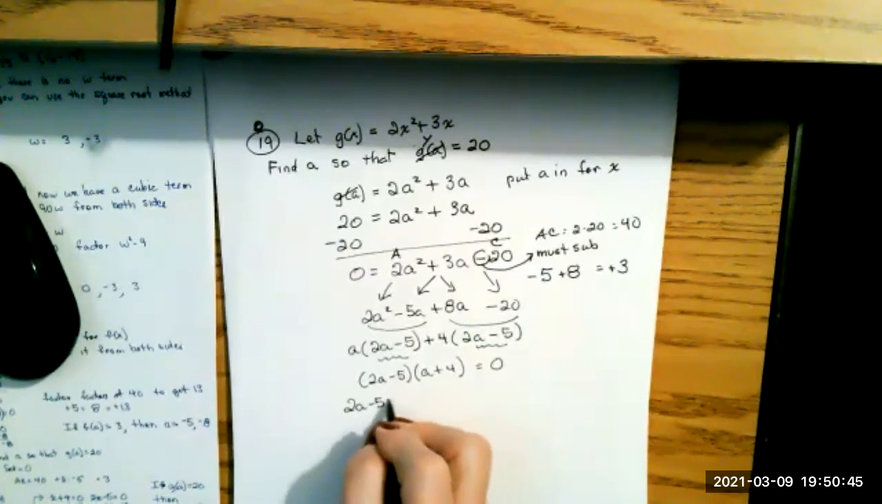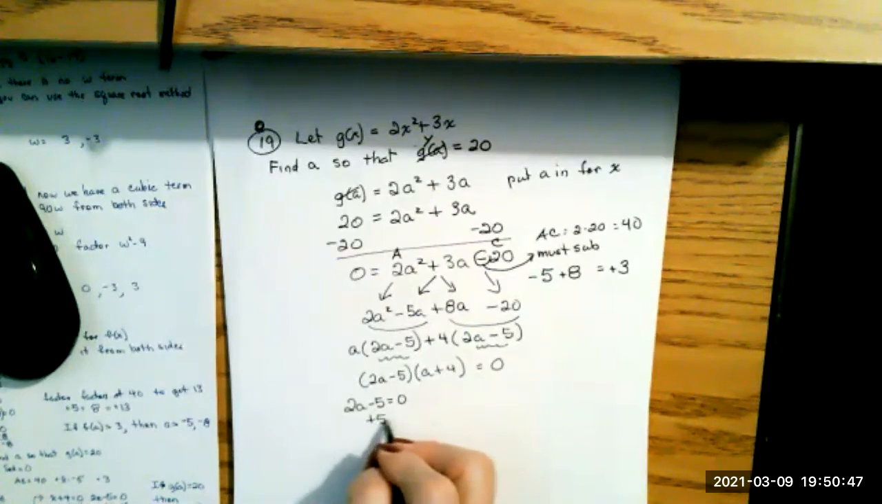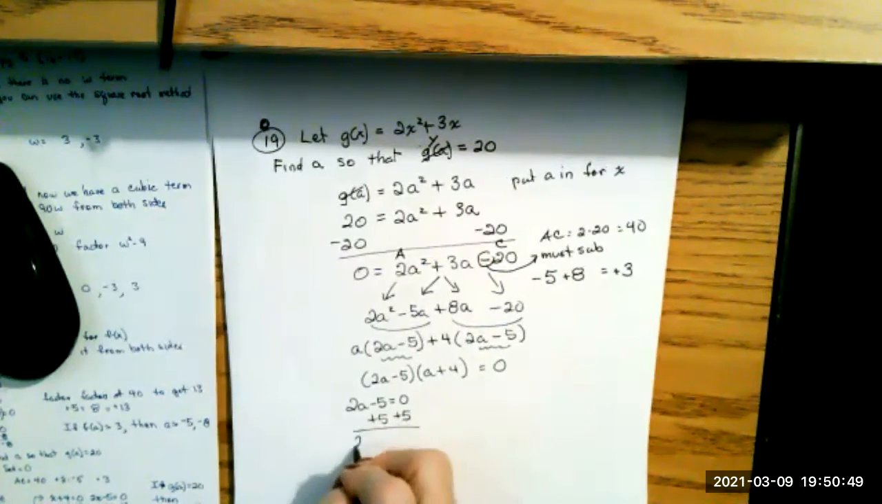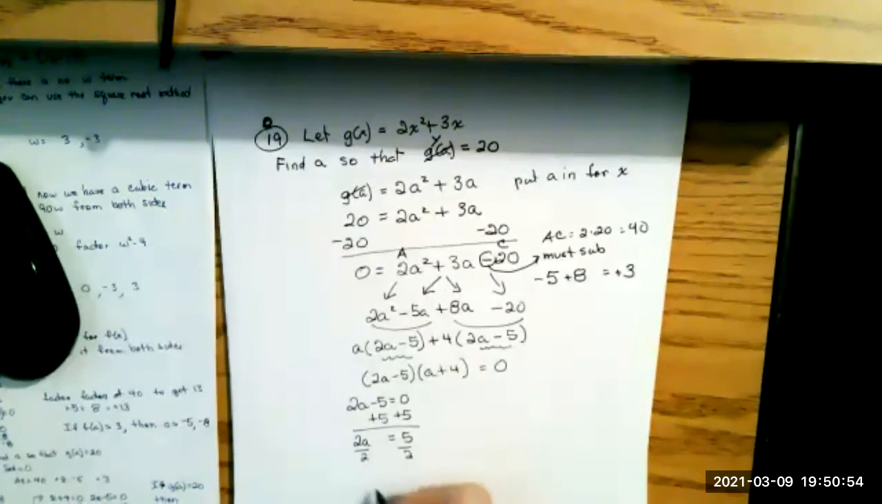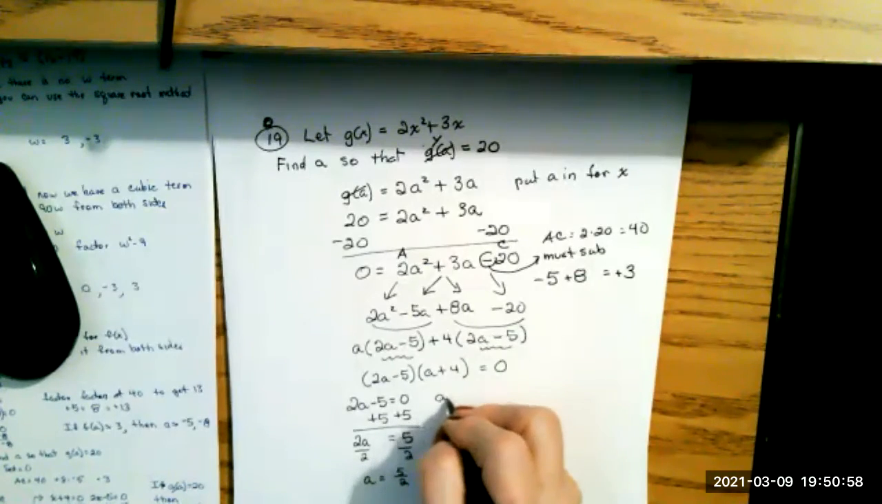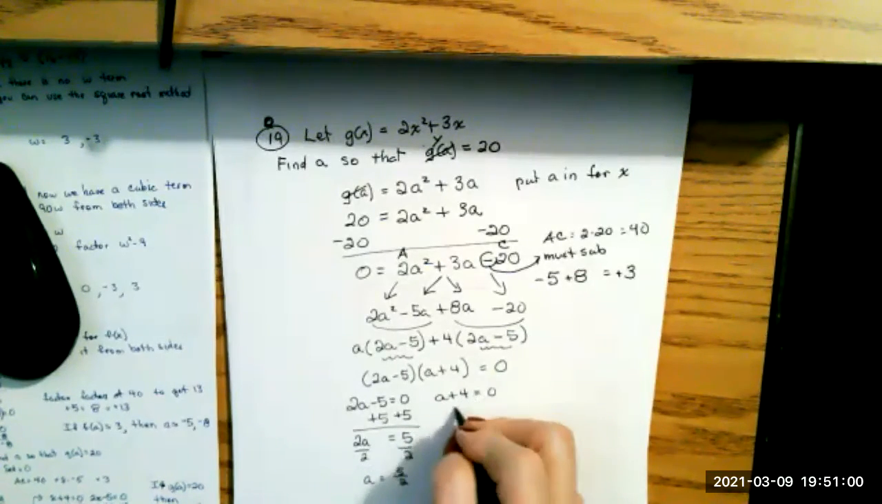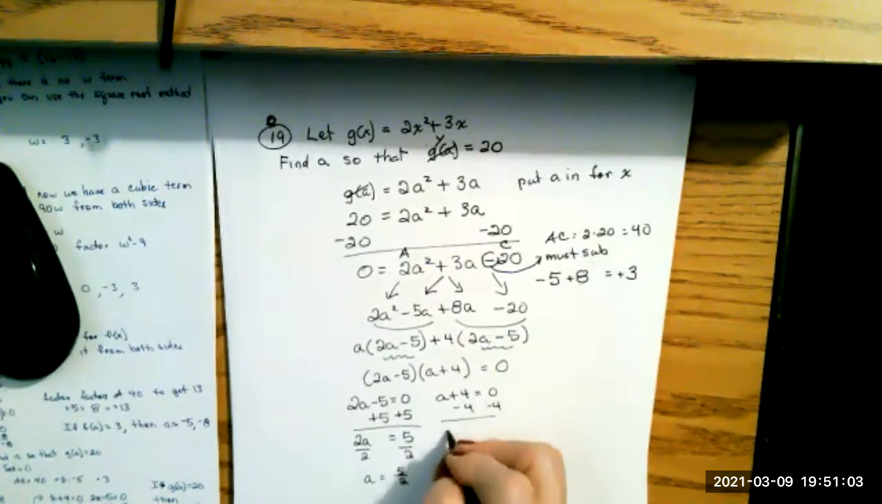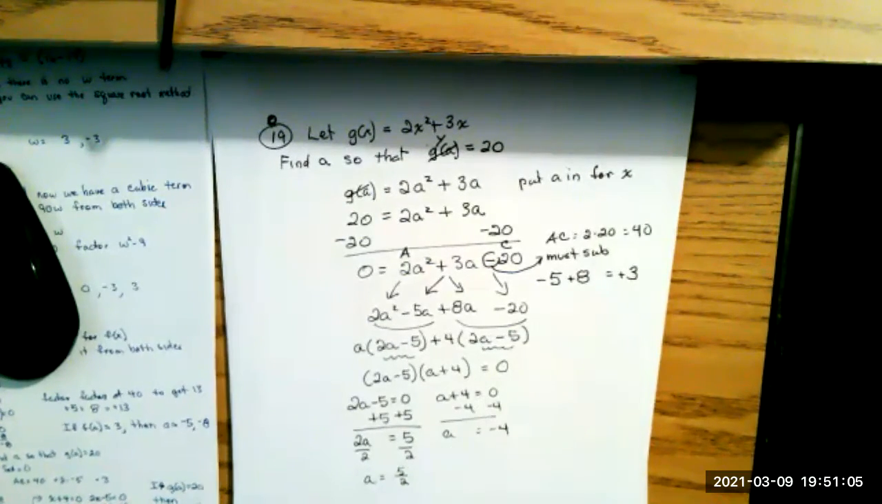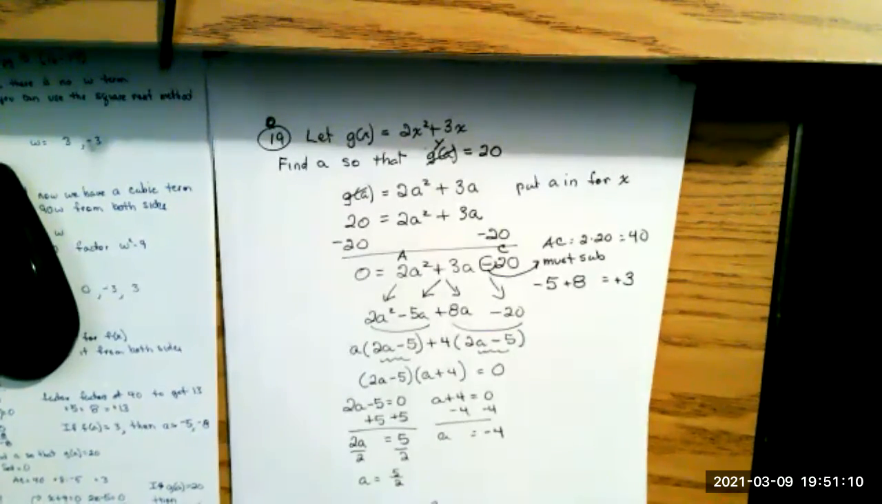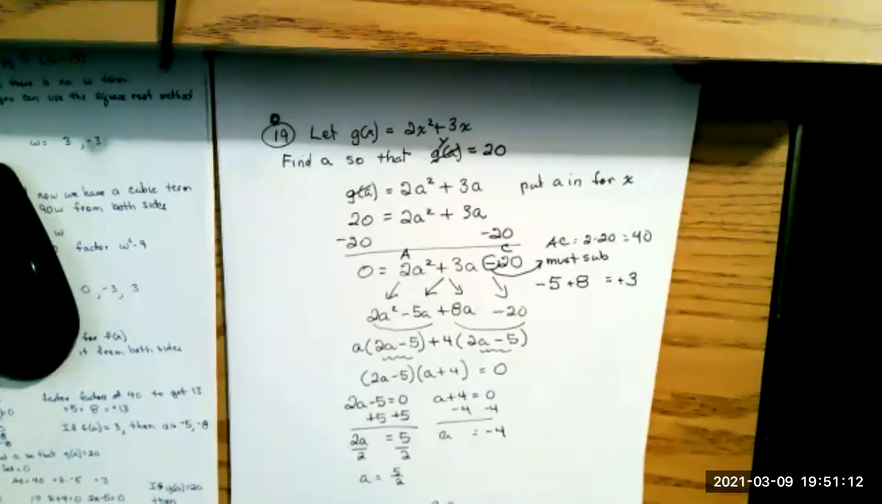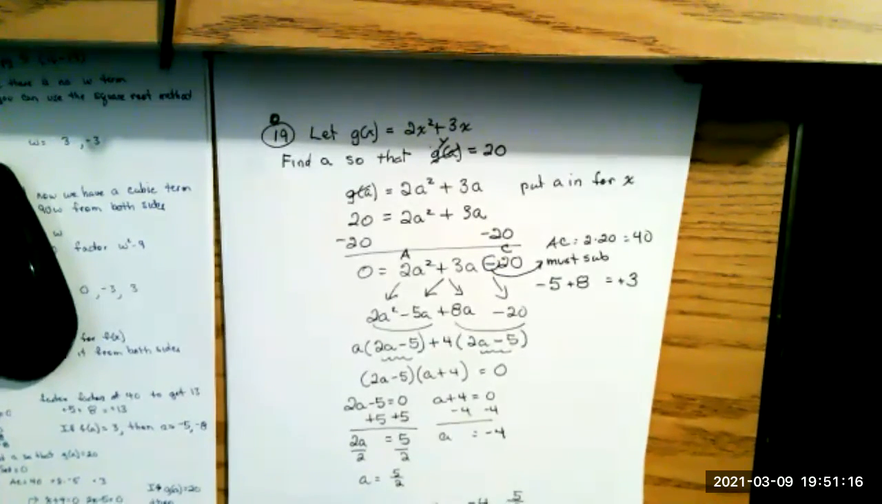Set them equal to 0. And we have 2a is 5, or a is 5 halves. a plus 4 equals 0, so a equals negative 4. So they have a equals in the problems, and you have to put negative 4 comma 5 halves.